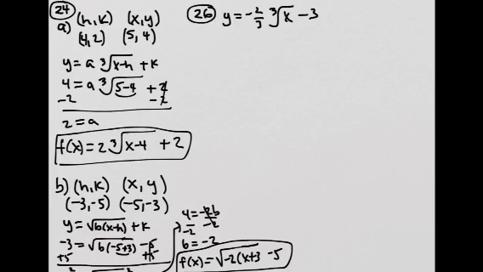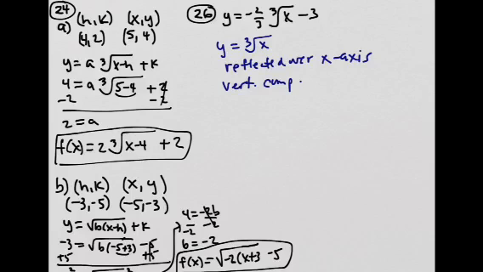Okay, so number 26, you have to describe the transformation. So we would say something like, compared to the parent function y equals cube root of x, this one has reflected over x-axis. It has a vertical compression, and why compression? Because 2/3 is less than 1, by a factor of 2/3, and it has a translation 3 units down.